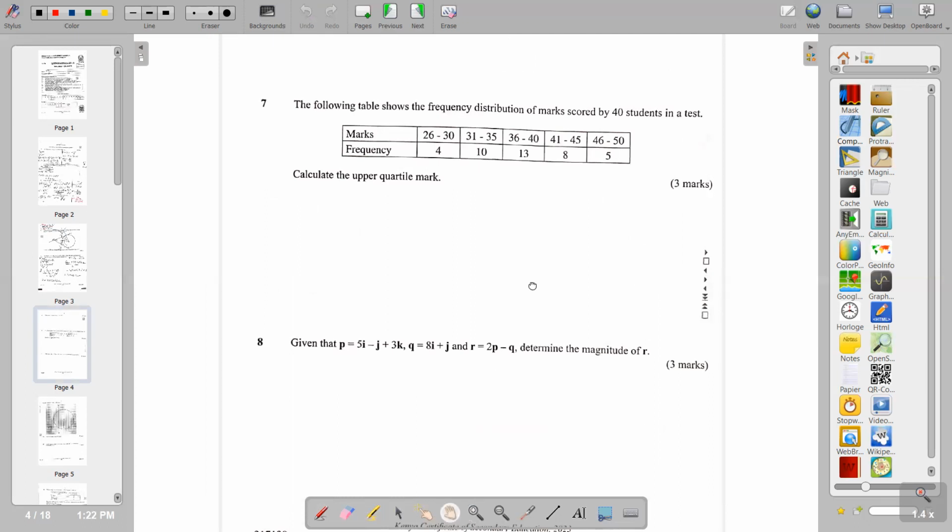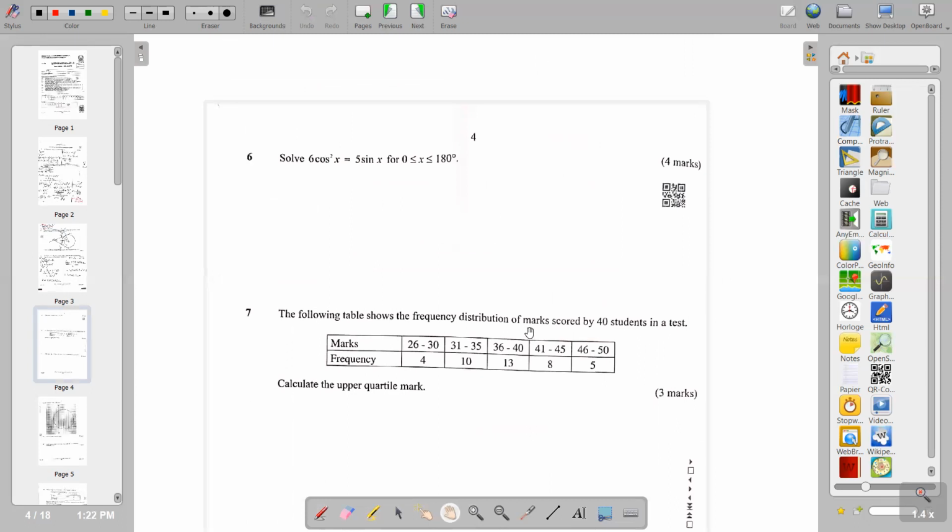Number 6. Now this one is trigonometric identity, or trigonometry 3, that is in form 4. You're given: solve 6 cos squared x equals 5 sin x, and you are given the range of values here. So you need to solve this equation, and the best way is using the identity cos squared x plus sin squared x equals 1.